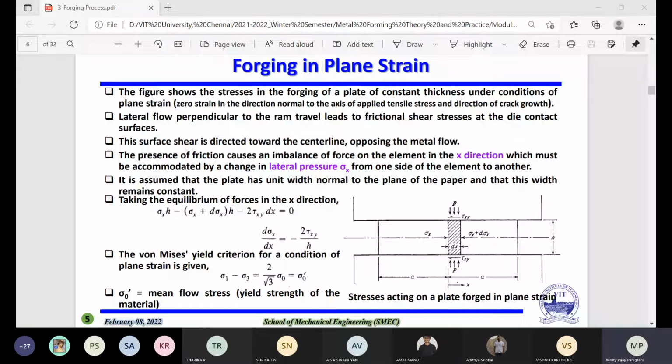Vishnu, you are telling something. Yes, sir. We saw about forging defects. Okay, fine.